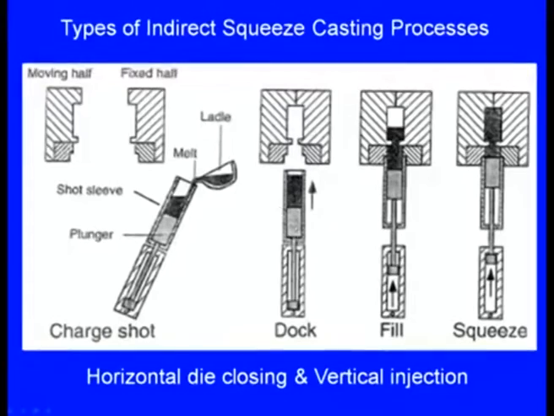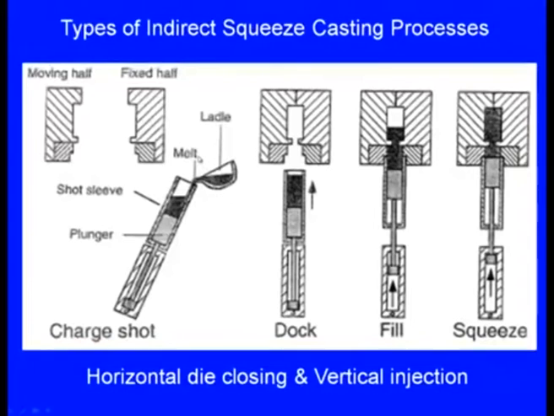Then what will happen? Here we can see this is the molten metal. The molten metal will be injected into the die cavity. So, here it is the vertical injection. After injection, the pressure continues to be applied till the solidification is over. After solidification, the dies will be withdrawn and the solidified casting will be taken out. So, here it is the horizontal die closing and vertical injection.